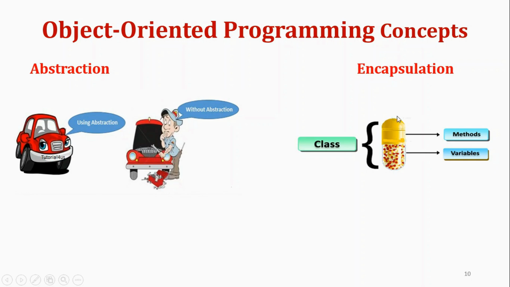And coming to encapsulation, I told you already. It is binding of data and functions together, variables and methods together. So take this capsule example. Inside the capsule, we have many medicines. These are all data and the methods or functions. Together they are bundled in one capsule, which is called a class. Encapsulating variables and methods, we can call that a class.